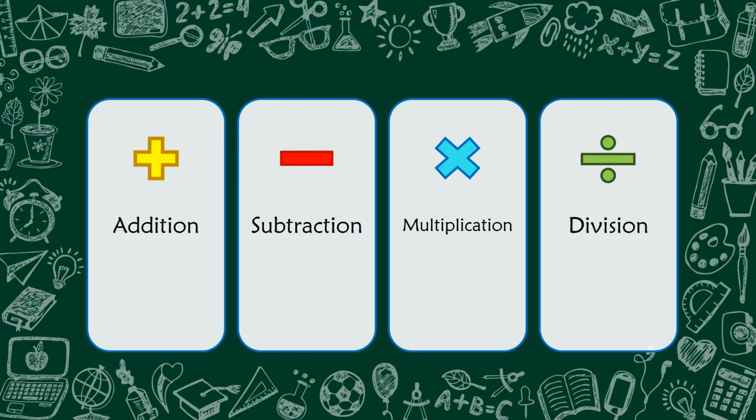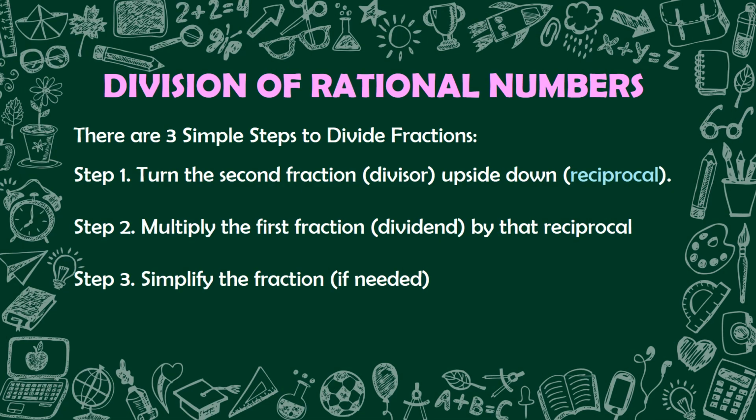Almost done. Now, let's have the division of rational numbers. Division of rational numbers. There are 3 simple steps to divide fractions. Step 1, turn the second fraction or the divisor upside down, or this is what we call the reciprocal. Step 2, multiply the first fraction or the dividend by that reciprocal. And step 3 is to simplify the fraction if needed.